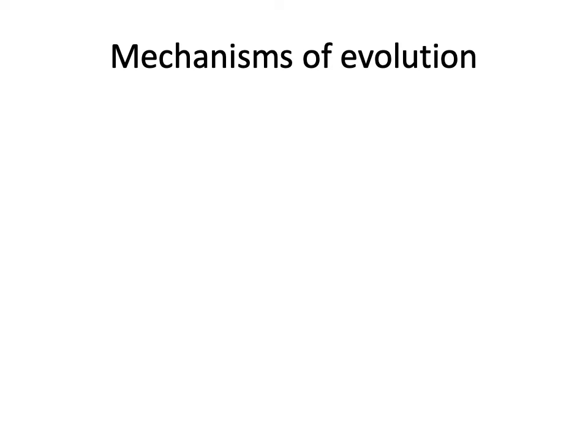Next, we're going to get into how populations change. What are the mechanisms of evolution? Well, by far, the most common one is natural selection. This is what Charles Darwin and Alfred Russel Wallace discovered in the early to mid 1800s. This is what Charles Darwin's book on the origin of species is about.